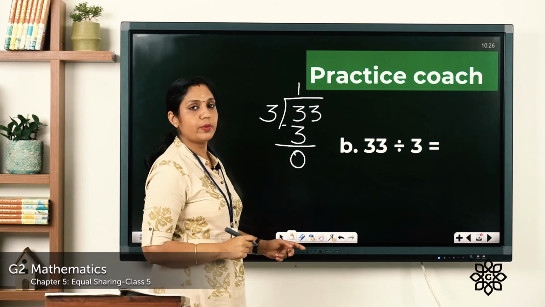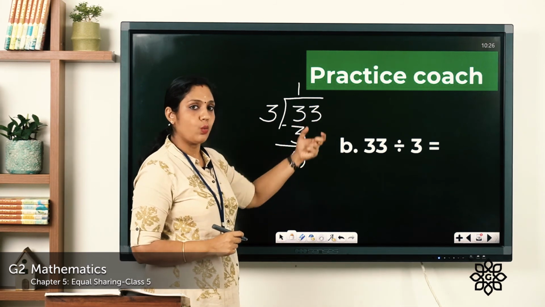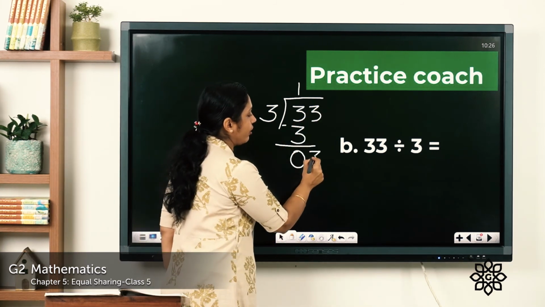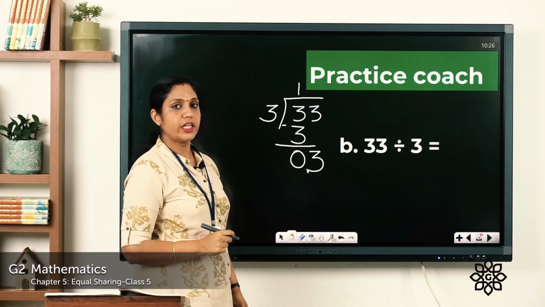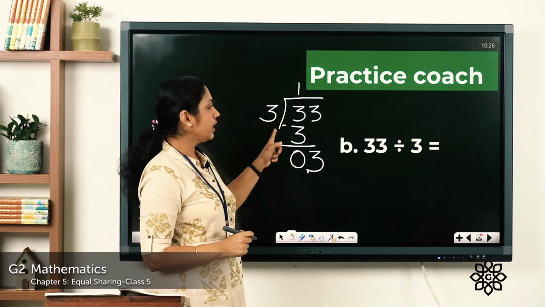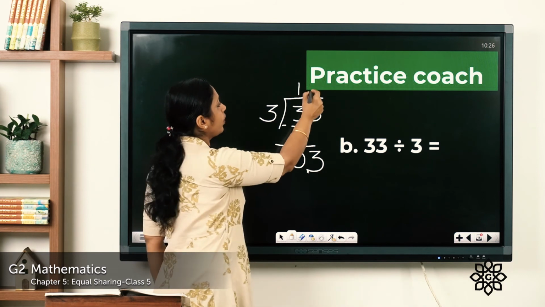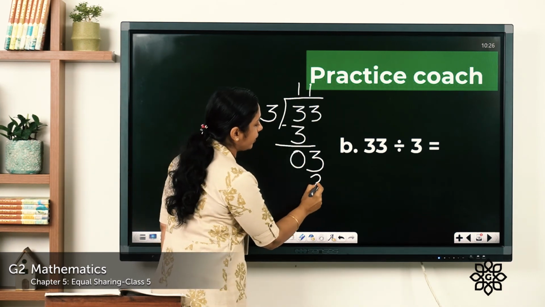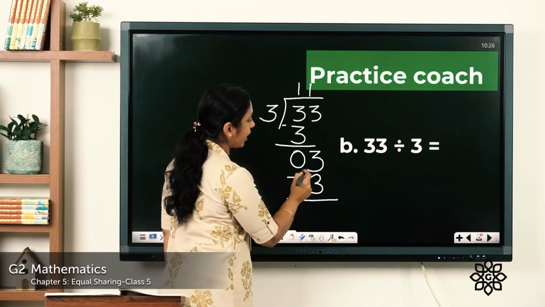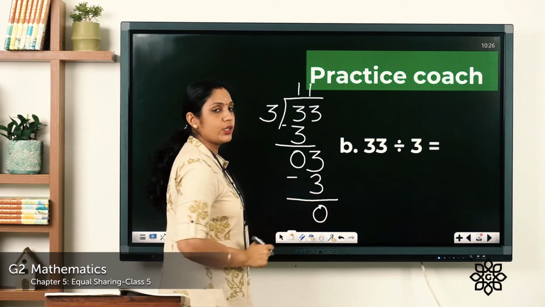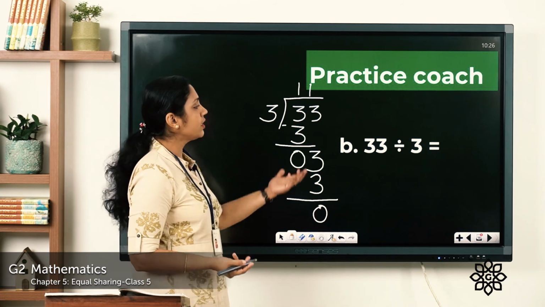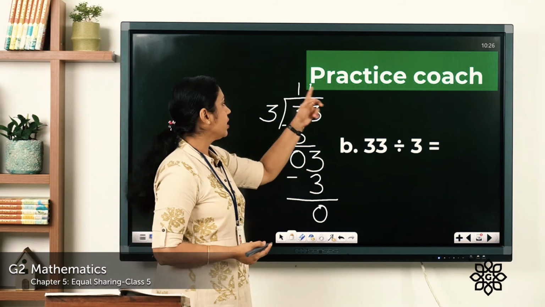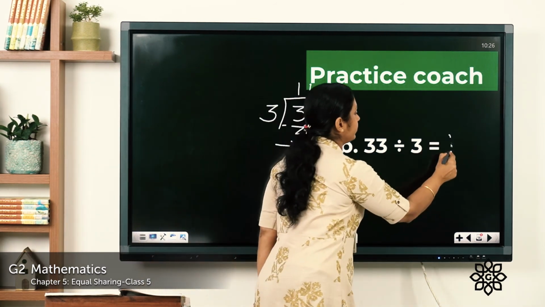And then we have to bring the number which is in the ones place down. Here we have 3, and again we are writing down 3. Again we have to divide. 3 ones are 3. So write that one on top of the ones place. Write that 3 under, and then subtract. 3 minus 3 is equal to 0. So what is the answer? 33 divided by 3 is equal to 11.